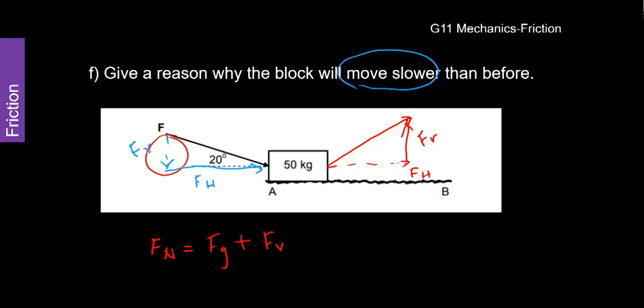So what is making up this downward component? It is our downward force. It is the force of gravity plus this vertical component which is added, because it's acting in the downward direction. So our normal force is being changed. So we need to say that the normal force is increasing.